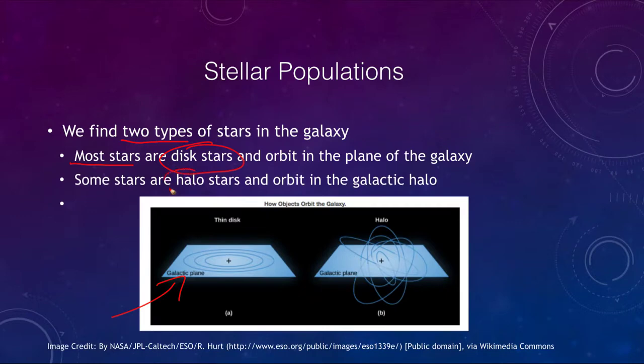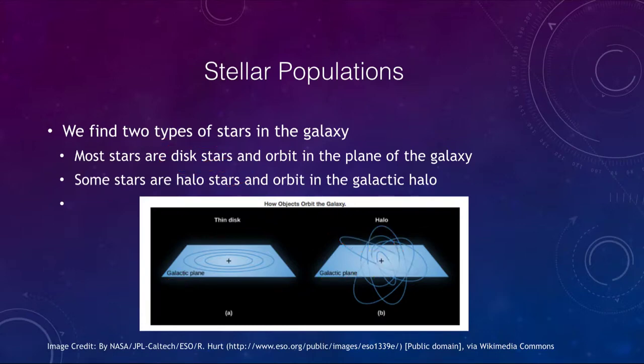However, there are also halo stars that orbit in the galactic halo. Instead of following the galactic plane as do other stars, these go in all sorts of directions and at all sorts of eccentricities. So sometimes very eccentric orbits, very squashed orbits. So quite different than the stars that we see in the galactic plane. And we're going to see that this can tell us something about the early history of our galaxy.